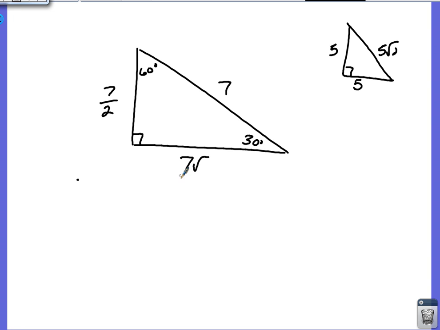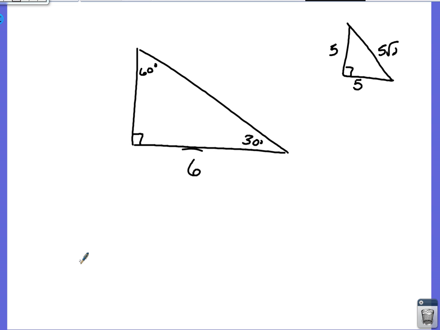So this would be 7 halves times root 3, or they might write it as 7 root 3 over 2. So you might see your answers written like that as well. Okay, last scenario and the hardest of the three. What if they give you the long side? Let's say it's 6.